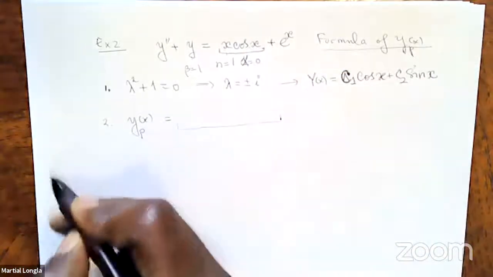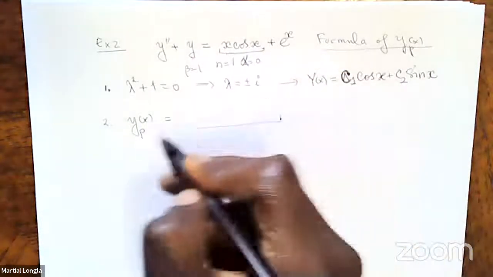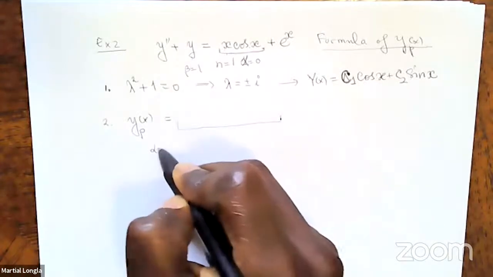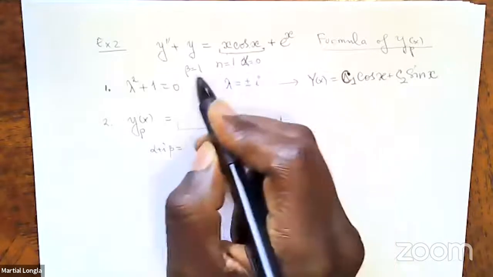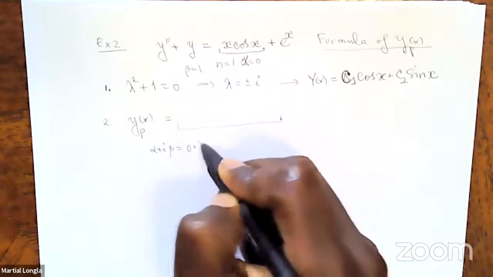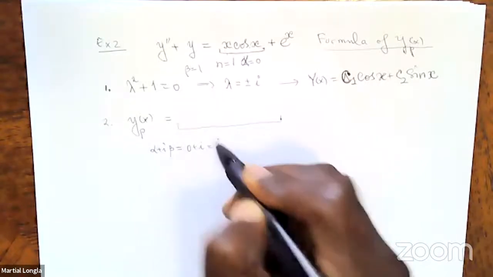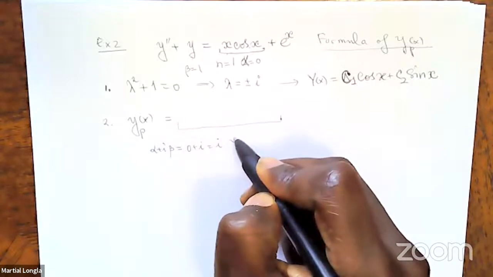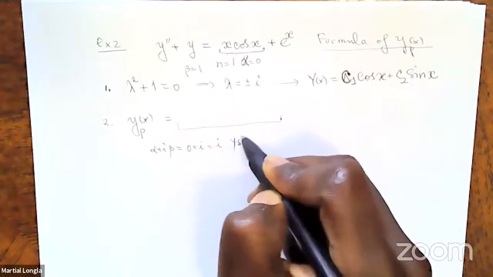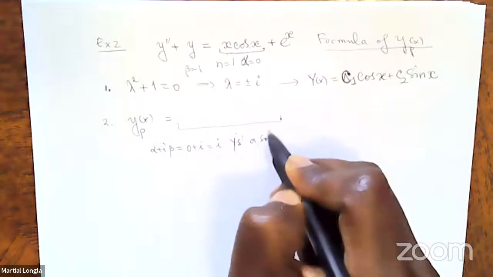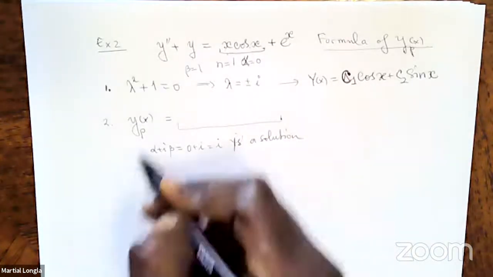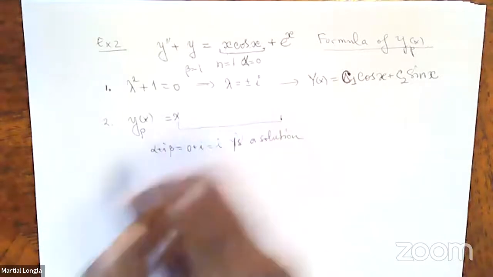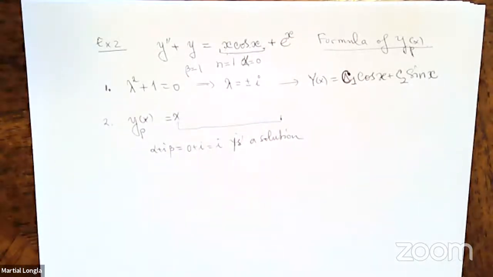And so we are going to check alpha plus i beta, which is 0 plus i, which is i. And yes, this is a solution. And because it is a solution, you need to start by multiplying by x.